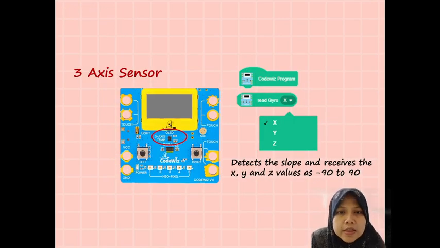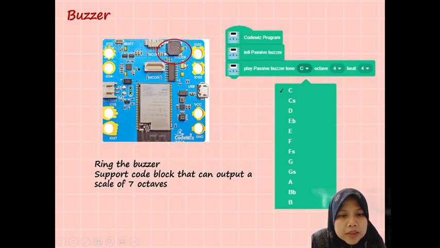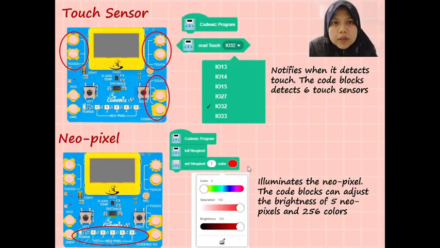The next sensor is the 3-axis sensor. It detects the slope and receives the X, Y, and Z values from -90 to 90. This is the buzzer. It will ring the buzzer, and it supports code blocks that can output a scale of 7 octaves. Next, we have the touch sensor. The touch sensor notifies when it detects touch. The code block detects 6 touch sensors, which are 1013, 1014, 1015, 1027, 1032, and 1033.